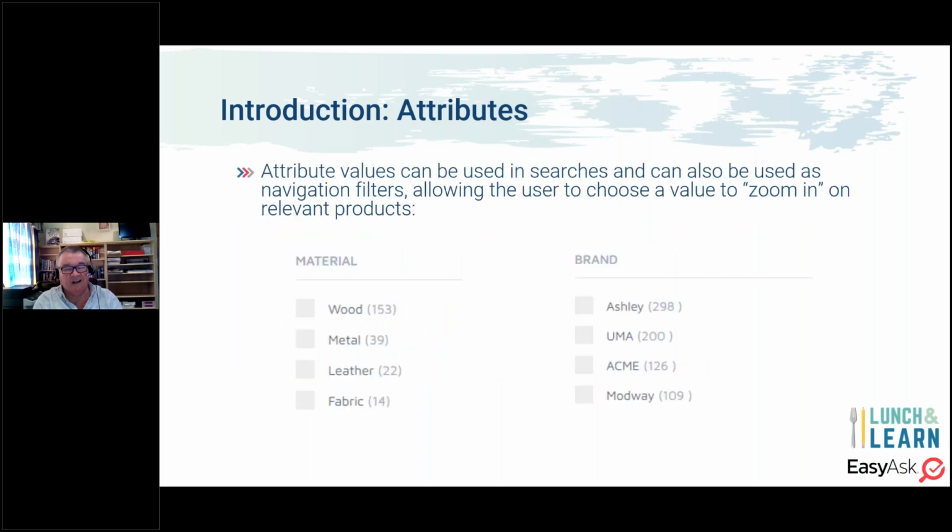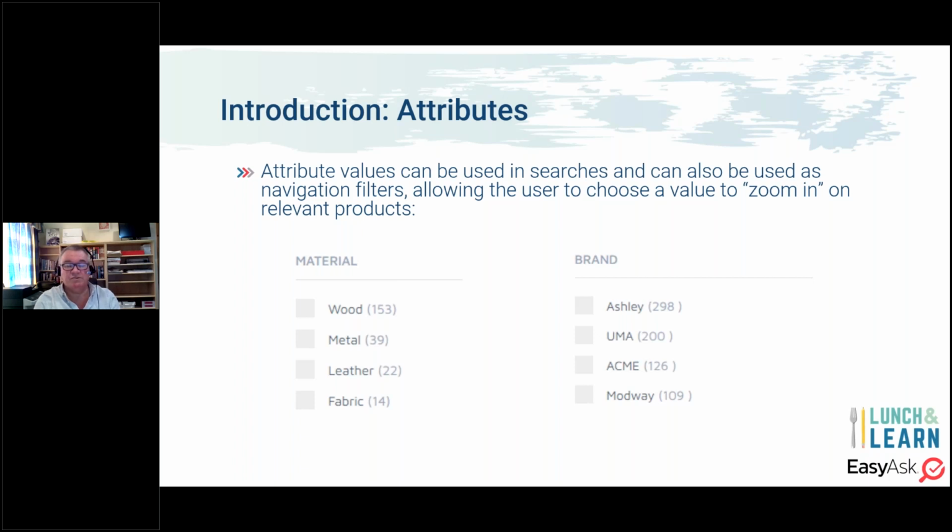So attribute values, so on the screen you can see we've got an attribute called material, and it's got the values of wood, metal, leather, fabric. These values are searchable. So when somebody types wood or metal, they're automatically going to find those products that are associated with that particular attribute value.